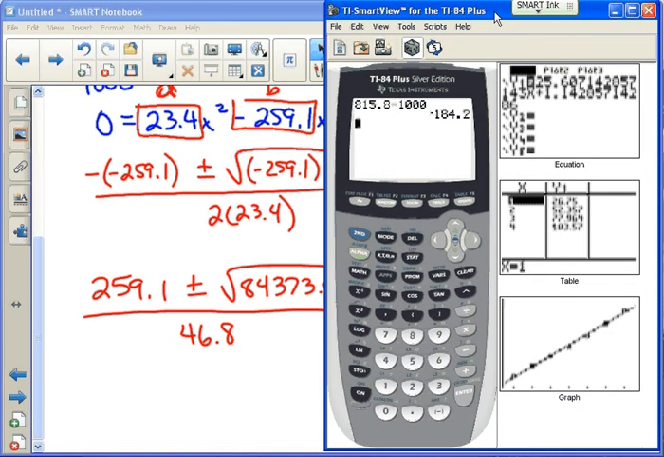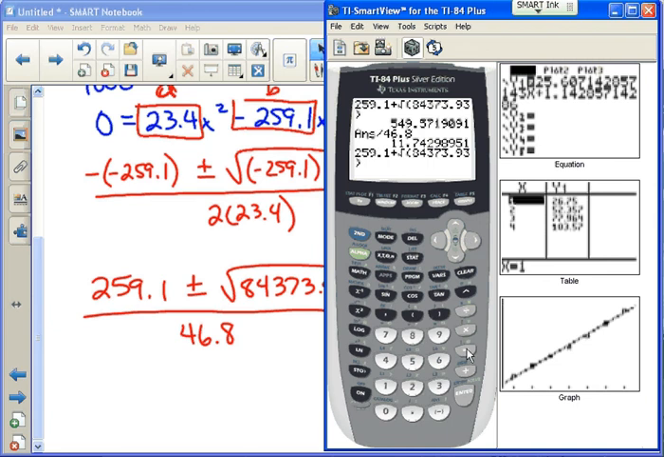So we get 259.1. I'm just going to do the plus first, plus the square root of 84,373.93. Then I'm going to divide that answer by 46.8. So I get 11.74 as my first answer. Now let's do the same thing, but let's do minus. Remember on the calculator, if you hit second enter, it pulls up previous responses. So I'm just going to hit second enter twice, and then just change this to a minus. And then divide that answer by 46.8.